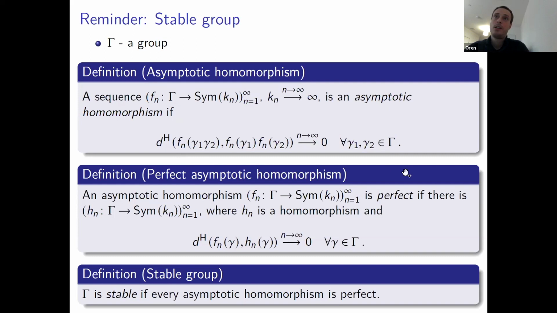An asymptotic homomorphism is perfect if, taking F_n an asymptotic homomorphism like in this definition, there is a sequence of true homomorphisms H_n from gamma to the same symmetric group, Sym K_n. These H_n are actual homomorphisms, and for every group element gamma, the distance between F_n of gamma and H_n of gamma, when I fix gamma and go along the sequence, goes to zero. So a perfect asymptotic homomorphism is one which is essentially equivalent to a sequence of actual group homomorphisms. And we say that the group is stable if all the asymptotic homomorphisms of the group are in fact perfect. So this is one of the definitions that Alex gave. We will have another definition that I recall.